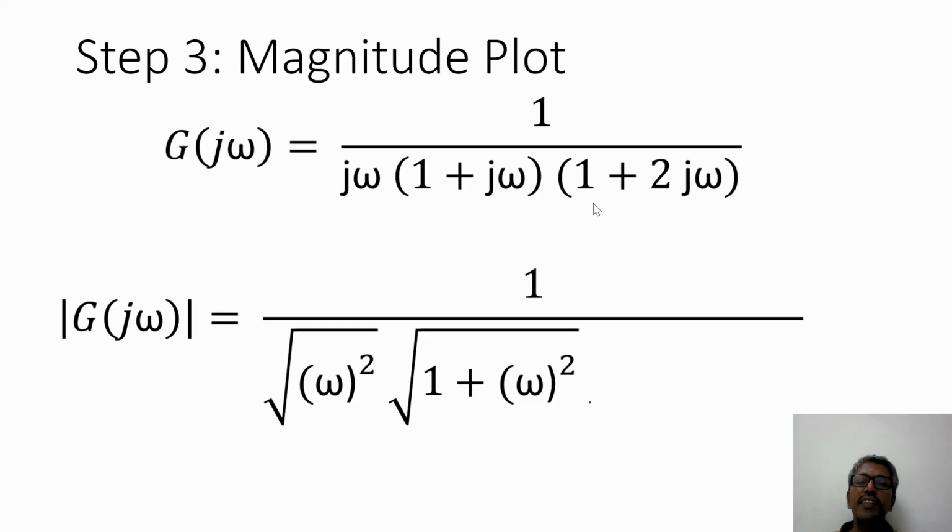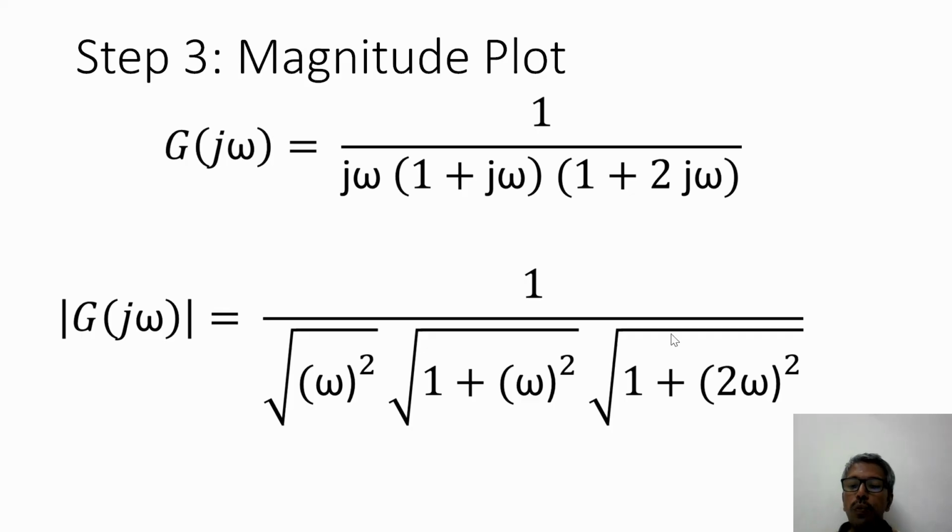What is the next term? Root of 1 plus 2 omega whole square. Make sure you put the square over the whole of 2 omega, not just 2 omega square. That is a common mistake made by students. So it will be 2 omega whole square.